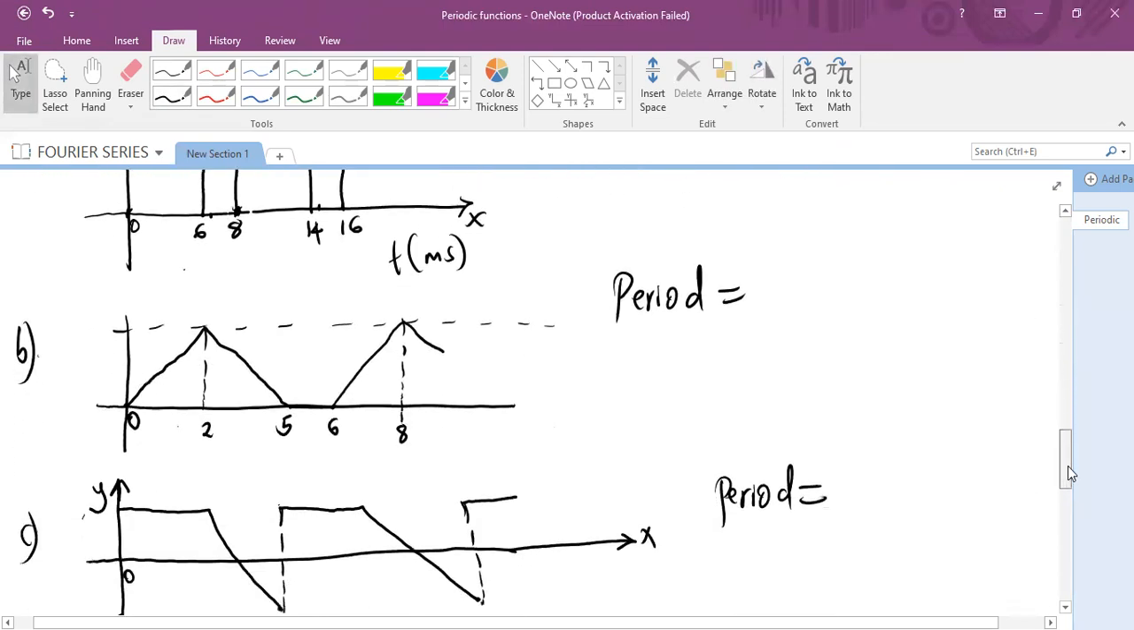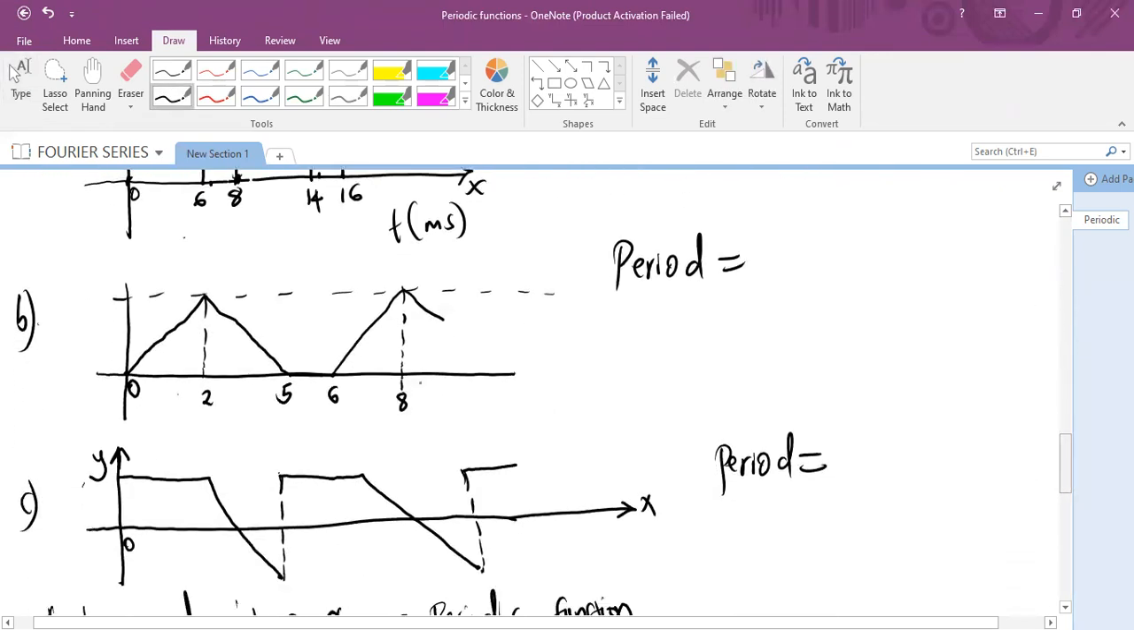Another example, we have this. As you can see, this function here starts over here at 0, then goes up, then down, then it starts repeating itself from here. So obviously, the period is going to be 6.